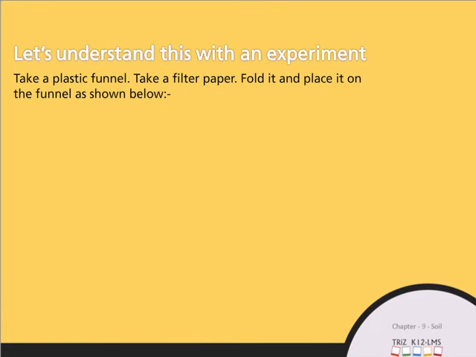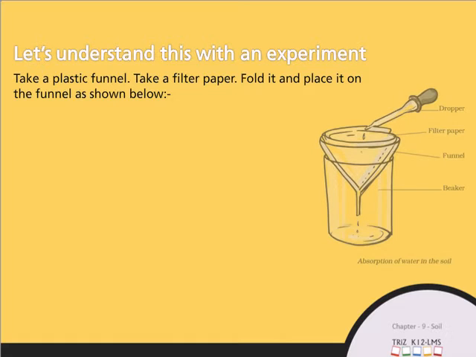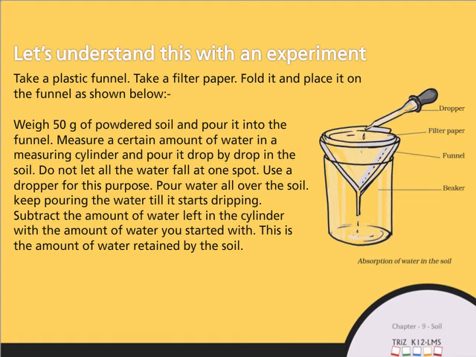Take a plastic funnel, take a filter paper, fold it and place it in the funnel as shown below. Weigh 50 grams of powdered soil and pour it into the funnel. Measure a certain amount of water in a measuring cylinder and pour it drop by drop in the soil. Do not let all the water fall at one spot. Use a dropper for this purpose. Pour water all over the soil. Keep pouring the water till it starts dripping.